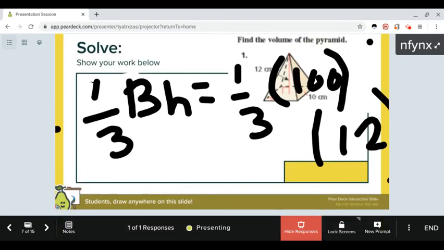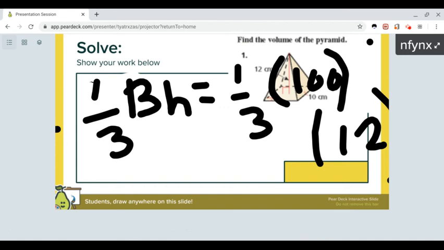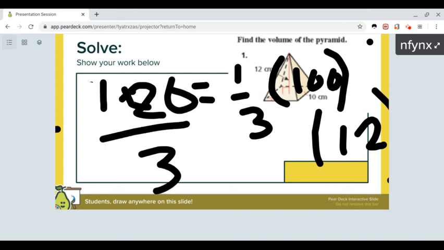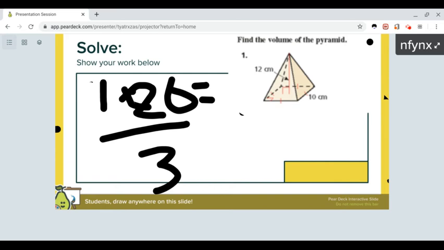So let's see. I'm going to go ahead and just erase this portion here so I have enough room. So it's 120 over 3, which would be equal to 40.